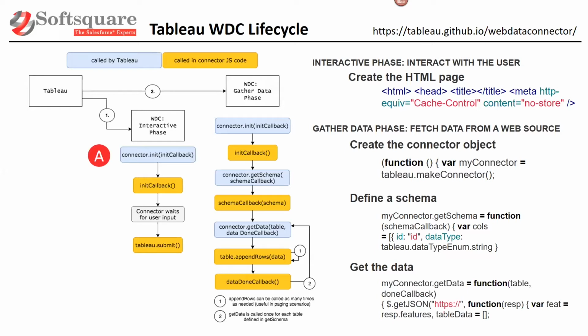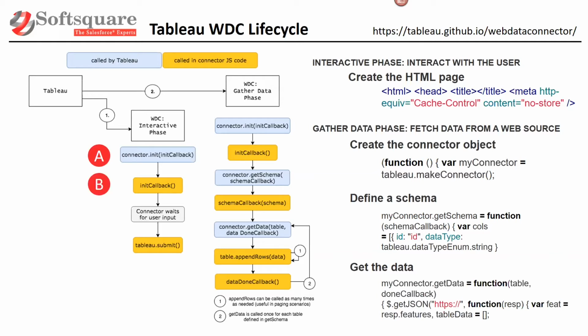So let's go ahead and break this down into the two phases, go through each of the sections of the phases, and then we will get right into the demo. Okay, at the highest level, the WDC lifecycle starts when you launch the Tableau Web Data Connector from the Tableau desktop application or the Tableau server application. The connector's init method is called by Tableau, which is at A.